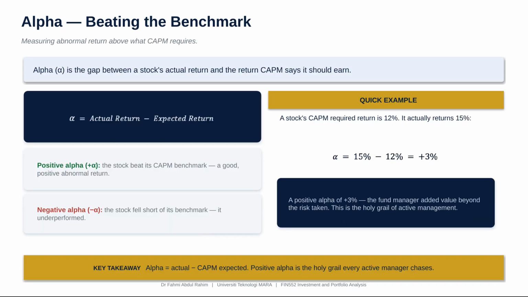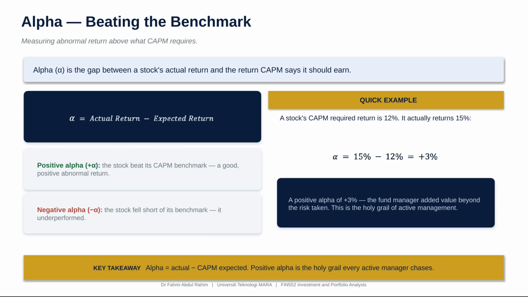We have been talking about the gap between a stock's actual return and the fair CAPM return. That gap has a famous name, alpha, written with the Greek letter that looks like a fish. Alpha is the gap between a stock's actual return and the return that CAPM says it should earn for its risk. The formula on the left is beautifully simple. Alpha equals the actual return minus the expected, that is the CAPM return.